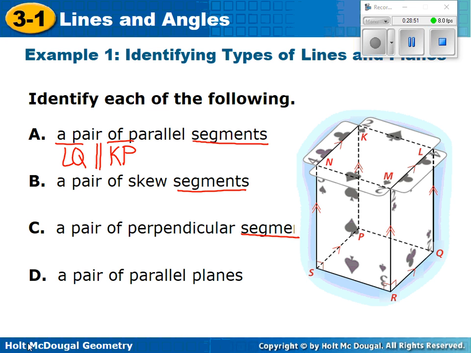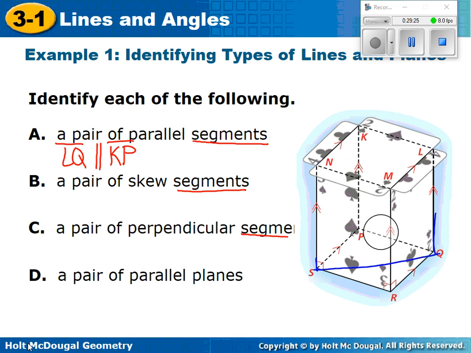Okay, skew segments. Remember, these are not in the same plane, but they don't intersect. Who can give me a pair of skew segments besides Jackson? Go, Jacob. NS and LQ. Be careful. Those are actually parallel. There is a plane that could go through this picture that would connect those, and so those would be parallel. And notice they're marked parallel as well. They've got the little parallel symbols on them.